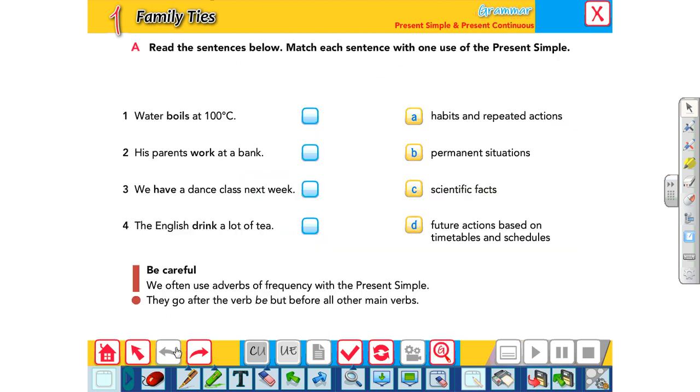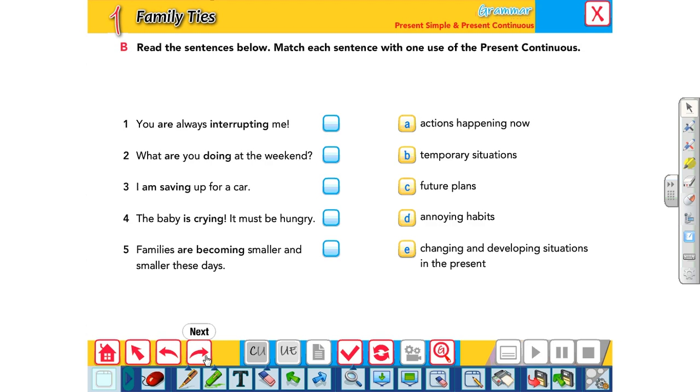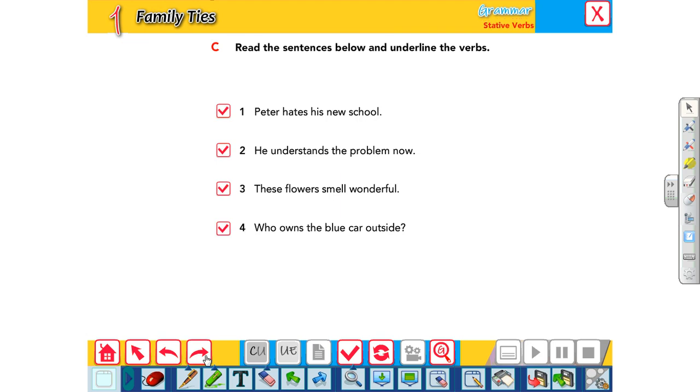Now, let's go back to exercise C. Read the sentences below and underline the verbs. Here, number 1. Peter hates his new school. Hates. He understands the problem now. Understands. These flowers smell wonderful. Smell. Who owns the blue car outside? Owns.